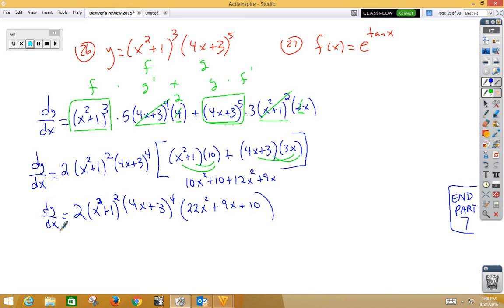In problem 27, chain rule with e, inside function is tan x, f prime of x is equal to derivative of the outside, don't change the inside, multiplied by the derivative of tangent, which is secant squared.